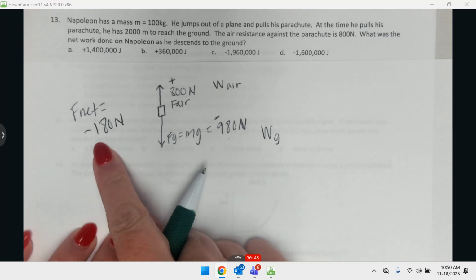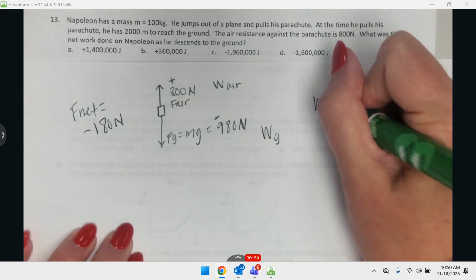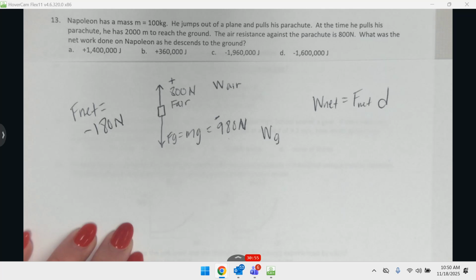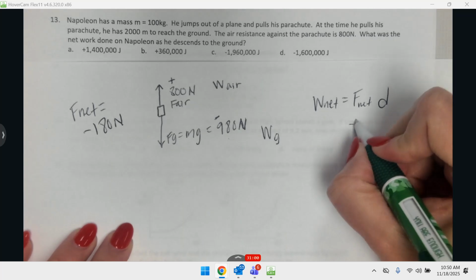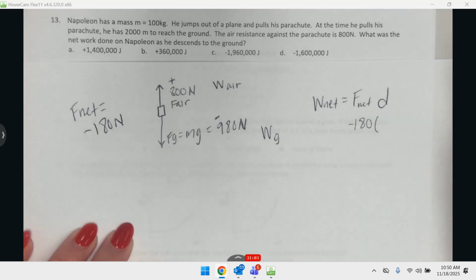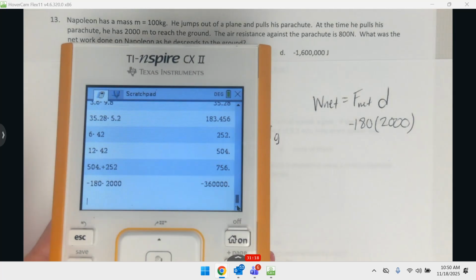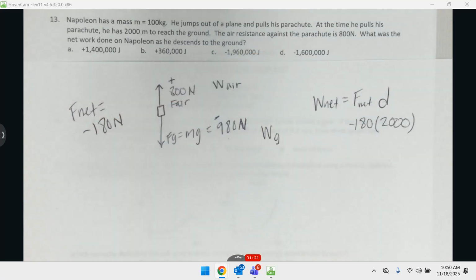From this net force, I can find net work. All I have to do to get net work is F net times distance times cosine of the angle. If I have one, I don't have one, it's 0. So I'm going to take my negative 180 and multiply it by the distance to the ground, which is 2,000. My units are already correct. I've got meters and I've got newtons. So I'm just going to do negative 180 times 2,000. When you do that, you get negative 360,000, which is answer choice.